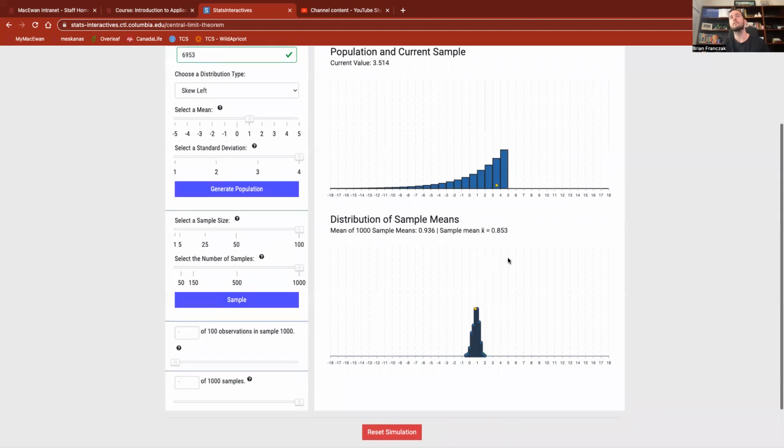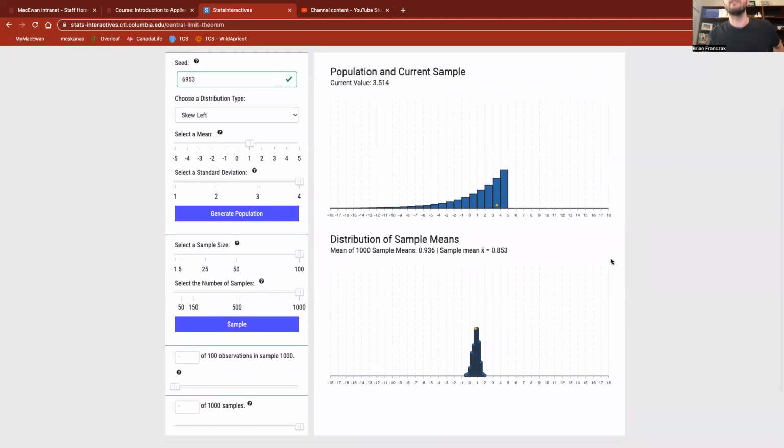So the point is, what this simulator is showing us is that when we sample from skewed distributions, and you can replicate this using right skew or left skew, as your sample size increases, the distribution of the sample mean, which is this down here, becomes more and more normal. So when we collect samples of size 100 1,000 times, and we mark down the mean of those 100 values, we have something that looks very normal, even though the generating population is left skewed.